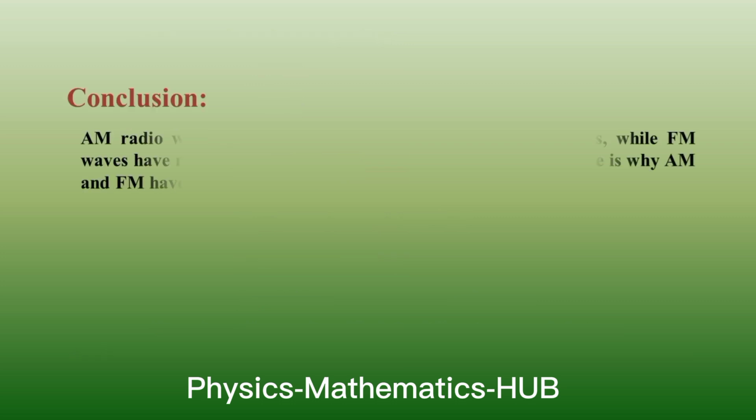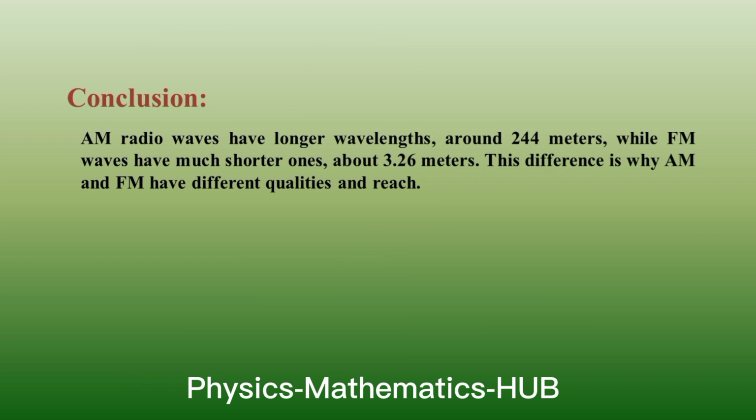Conclusion: AM and FM radio waves are both electromagnetic waves, but they behave differently due to the length of their wavelengths. AM waves with a longer wavelength can travel further because they can bend around buildings and mountains. This makes AM waves great for broadcasting over long distances.